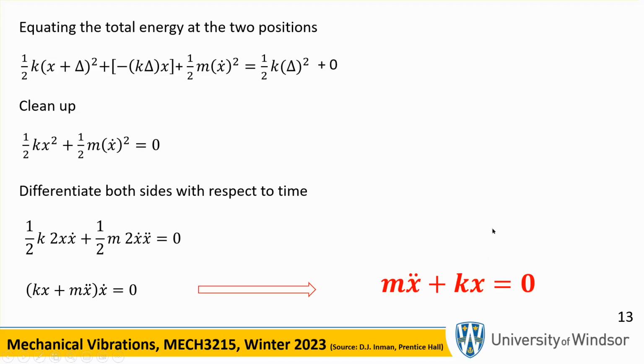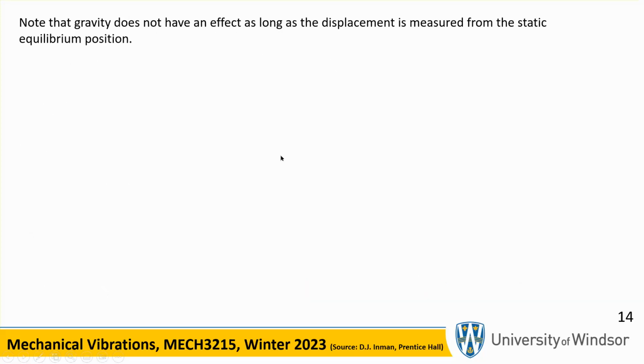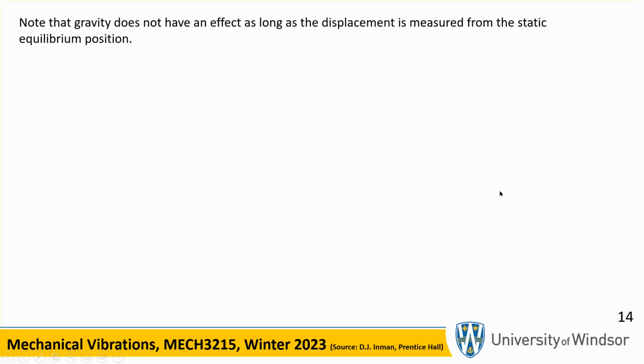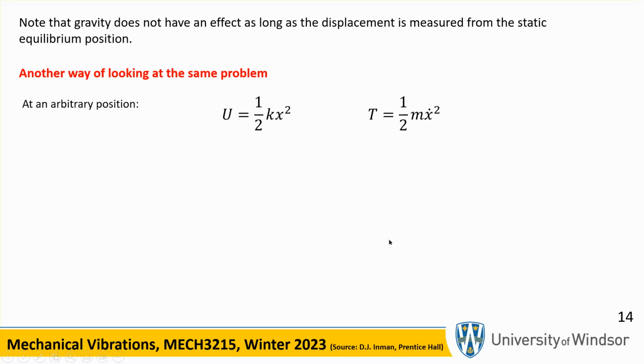Now notice that I could have done this faster by measuring x from the equilibrium position. And if that is the case, the effect of gravity actually canceled out because of the cancellations here. What I could have done is said, okay, if I measure my x from equilibrium position, then the kinetic energy is 1/2 m x dot squared. And at that equilibrium position, the energy in it is 1/2 k x squared. So I don't have to bring in the delta there.